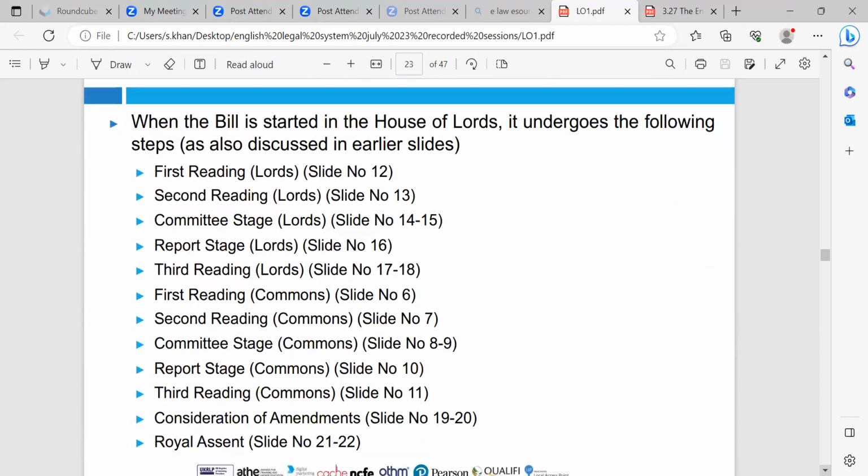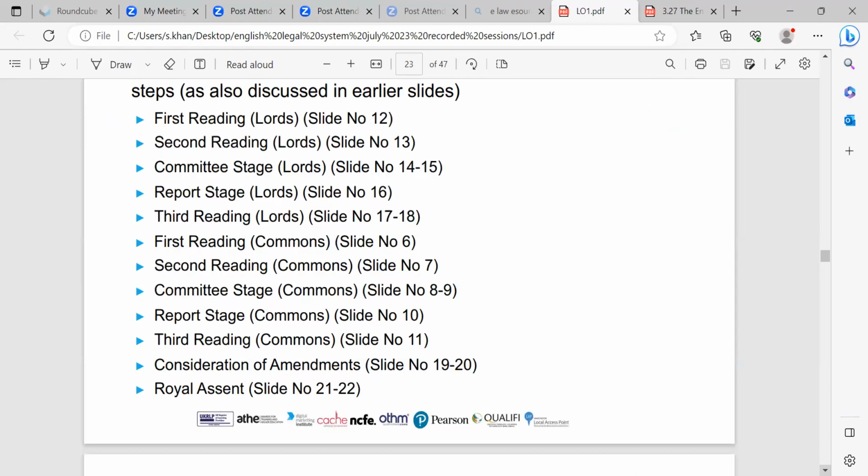When the bill is started in the House of Lords, it undergoes the following steps as discussed in earlier slides. So first reading, Lords, slide number 12. Second reading, Lords, slide number 13. Committee stage, Lords, slide number 14 to 15. Report stage, Lords, slide number 16. Third reading, Lords, slide number 17 to 18.